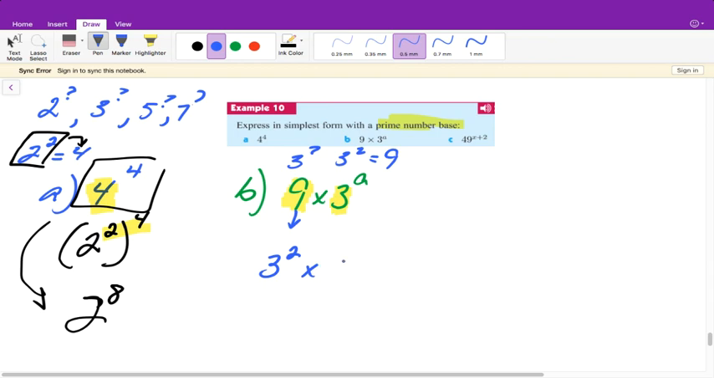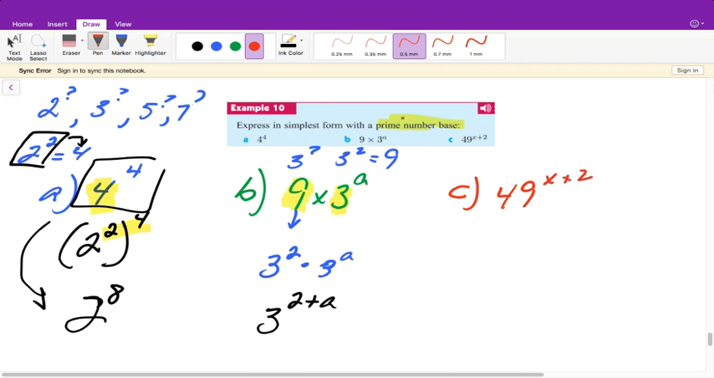Now, since we are multiplying 3 squared and 3 to the A power, and they are the exact same base, we can add our powers. So it becomes 3 to the 2 plus A power. All right, so we can simplify even more than what we originally thought. And then the last one, for C, we have 49 raised to the x plus 2 power. Same thing, we need to see, can I rewrite this as a prime base raised to a power?